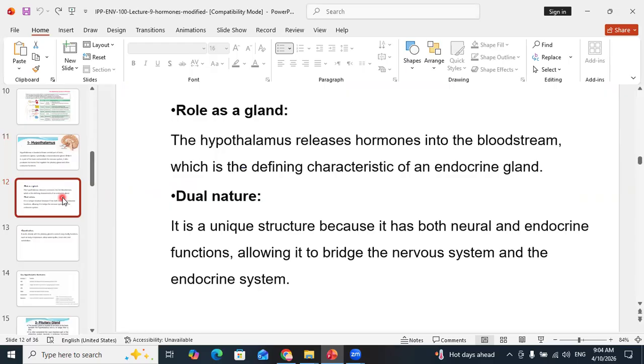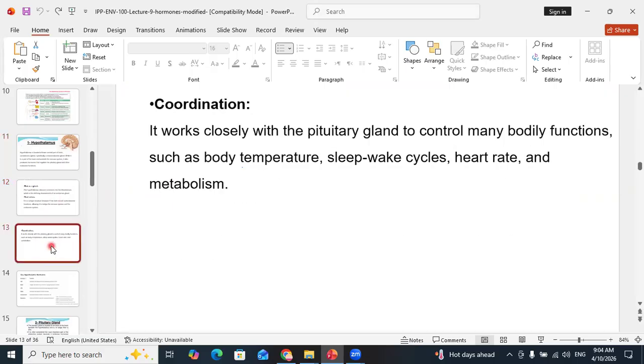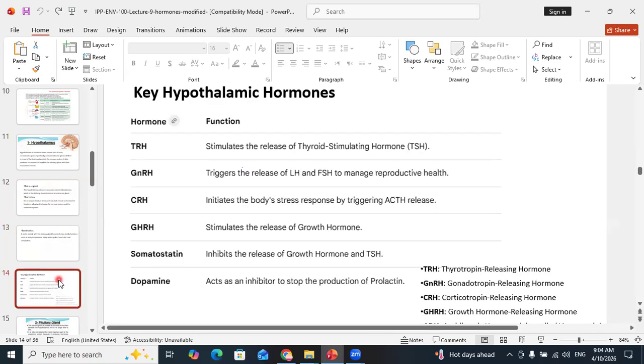And as it has a dual nature, we know that the hypothalamus is responsible for monitoring the body temperature. Our wake and sleep cycle is also regulated by the hypothalamus. Our heart rate and metabolism are also controlled by it.